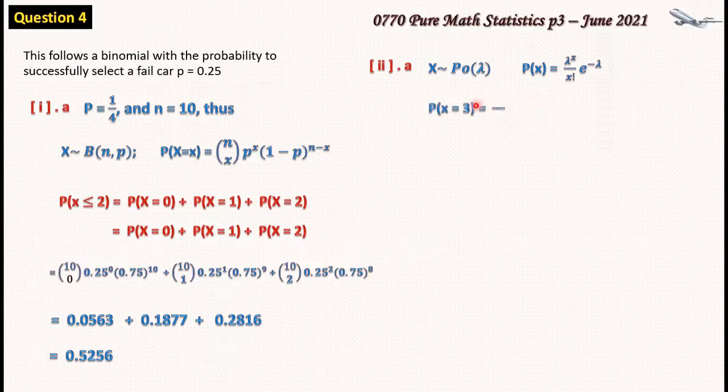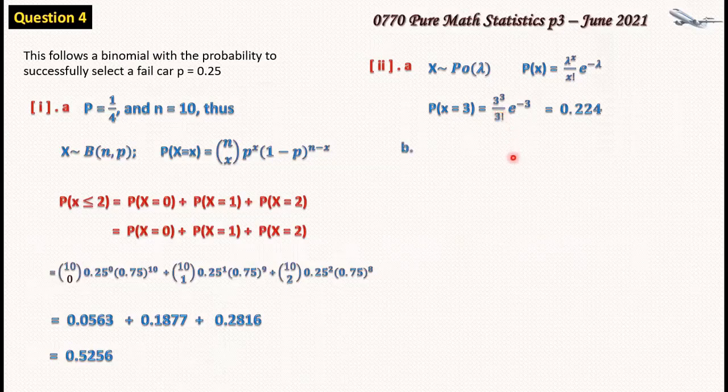So for this Poisson, the probability of exactly x equals 3 errors will be 3 to the power 3, where this base 3 is our lambda and x is 3, all over 3 factorial, times e to the power minus 3. Simplifying this gives us 0.0224. That's to 3 decimal places.